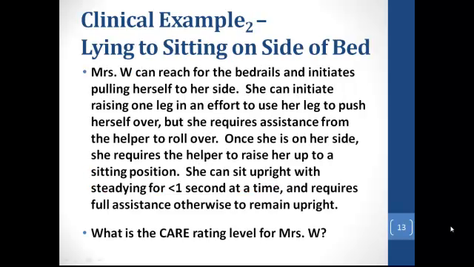Example number 2 is Mrs. W. She can reach for the bed rails and initiate pulling herself to her side. She can initiate raising one leg in an effort to use her leg to push herself over, but she requires assistance from the helper to roll over. Once she is on her side, she requires the helper to raise her up to a sitting position. She can sit upright with steadying for less than 1 second at a time and requires full assistance otherwise to remain upright. What is the care rating level for Mrs. W?